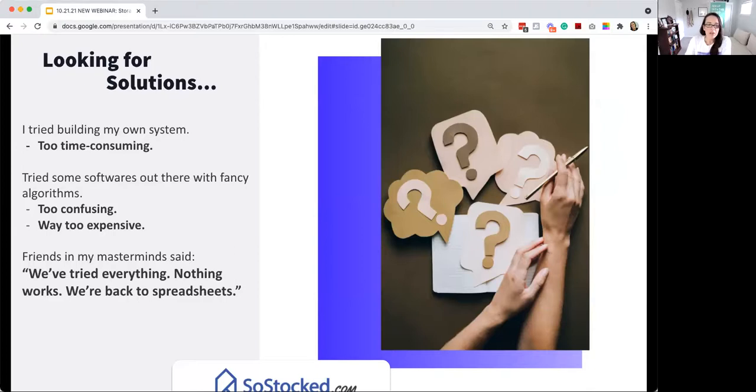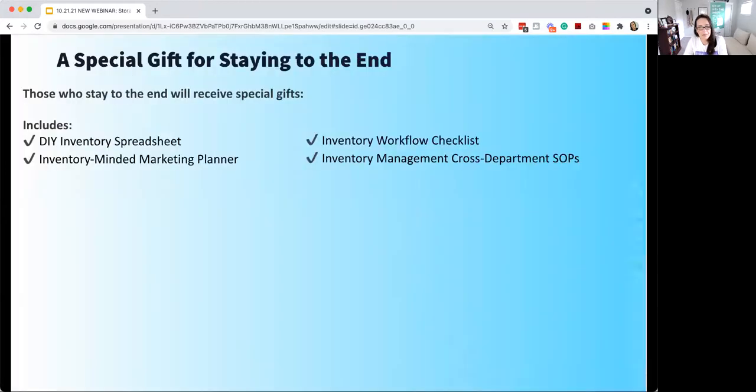Then I asked my mastermind friends what to do about it. And they basically said, we're back to spreadsheets. Nothing is working. So that's why I dove in and developed the solution that I did in Stock. But in the meantime, I realized that there was a lot of education missing within the space, which is why I like to do webinars and really explain how to properly structure your inventory and logistics systems to make sure that you avoid stocking out and overstocking as much as possible.